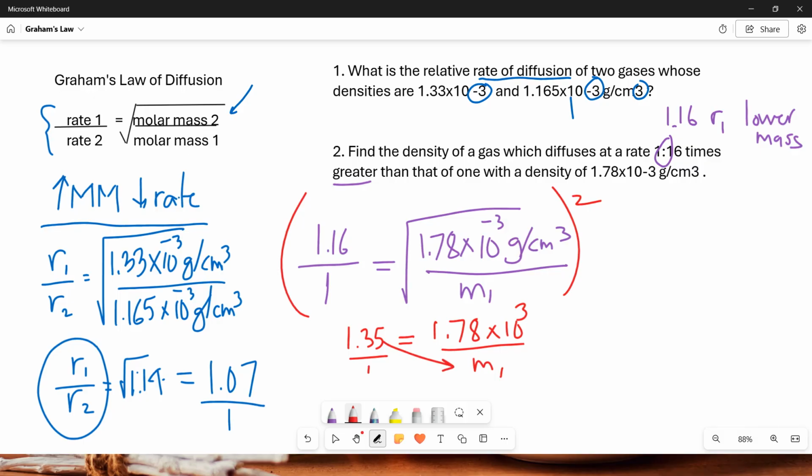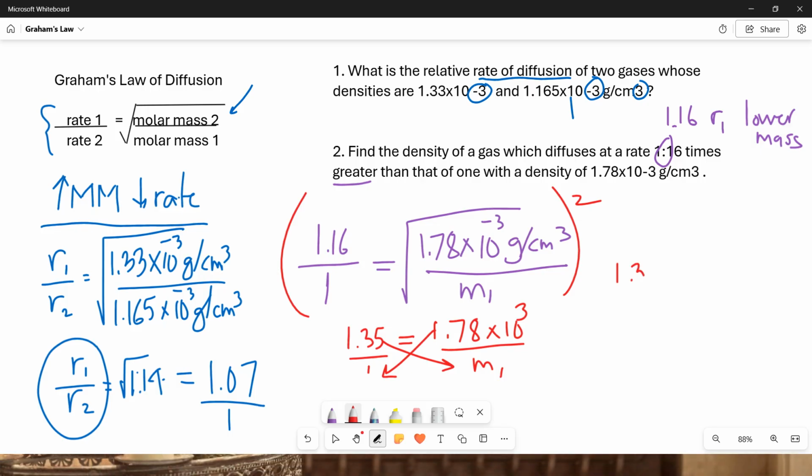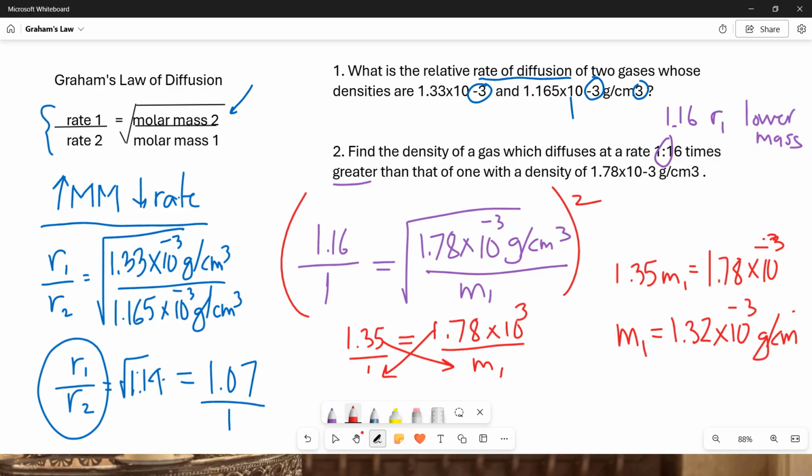Assuming this is over 1, if I take this side times this top times the other bottom and set it equal to the other top times the other bottom, I am going to get 1.35 mass of 1 is equal to 1.78 times 10 to the minus third. And mass 1 is going to come out to be 1.32 times 10 to the minus 3 grams per centimeter cubed. Now, is this mass lower than the other one? It is indeed. So this makes sense that we did the problem correctly.